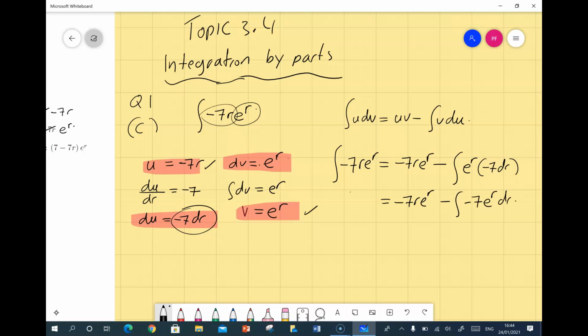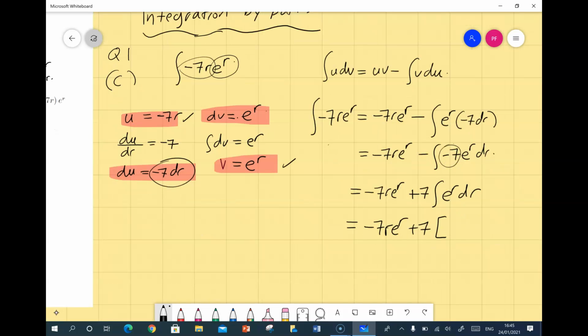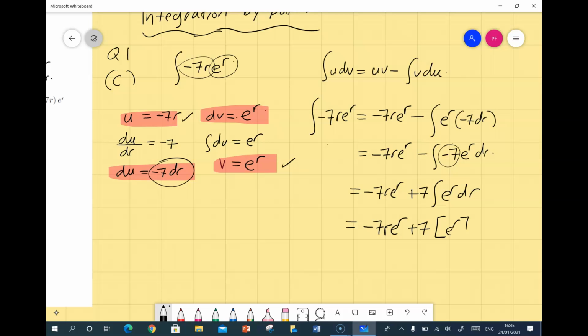So as usual, I'll bring my minus 7 out in front, and a minus by a minus will give me a positive 7 times the integral of e to the power of r dr. And lastly, I know I can integrate now. So I've got plus 7 times the integral of e to the power of r dr, which is just e to the power of r. So I have minus 7r e to the power of r plus 7 e to the power of r.